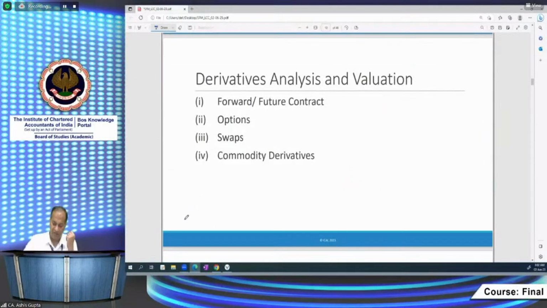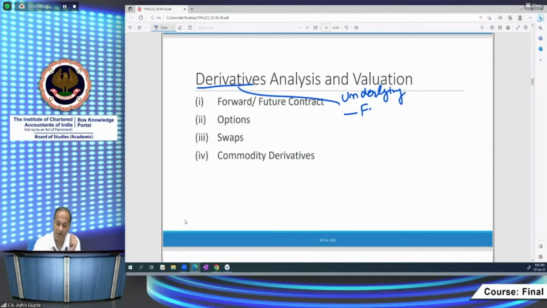Now, this is a very important topic, derivative analysis and valuation. Student, when we talk about derivatives, what does derivative mean? Derivative means deriving something's value. For each derivative, for each financial derivative, there is something underlying.